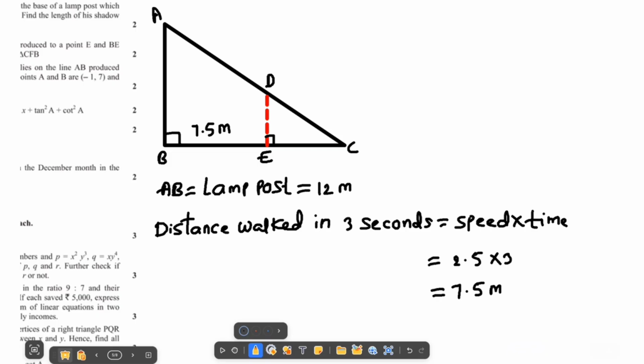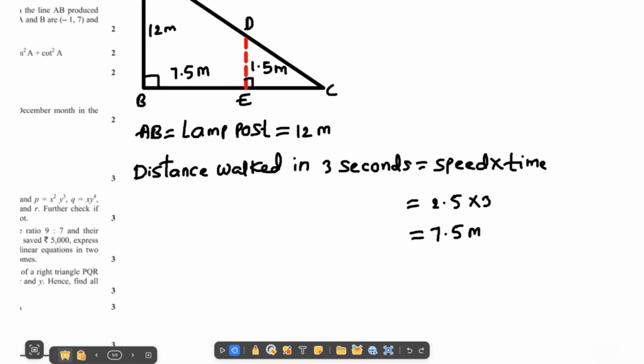Lamppost height is 12 meters, right? And the height of the boy DE is given as 1.5 meters. So now we have to find the length of the shadow of the boy, which is EC here. Here EC is the length of the shadow of the boy.